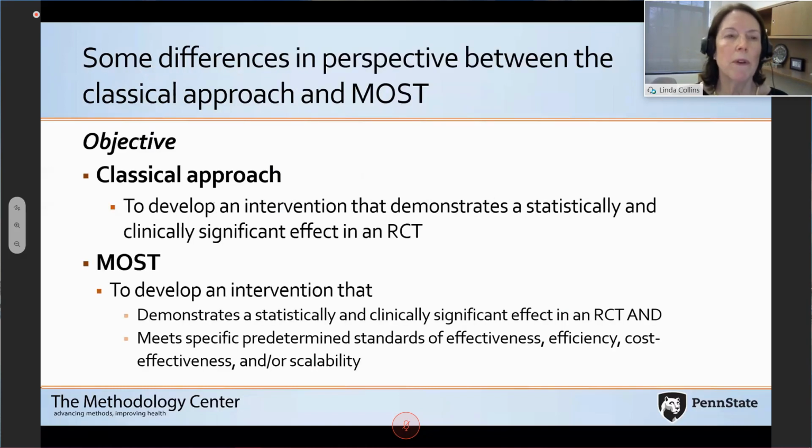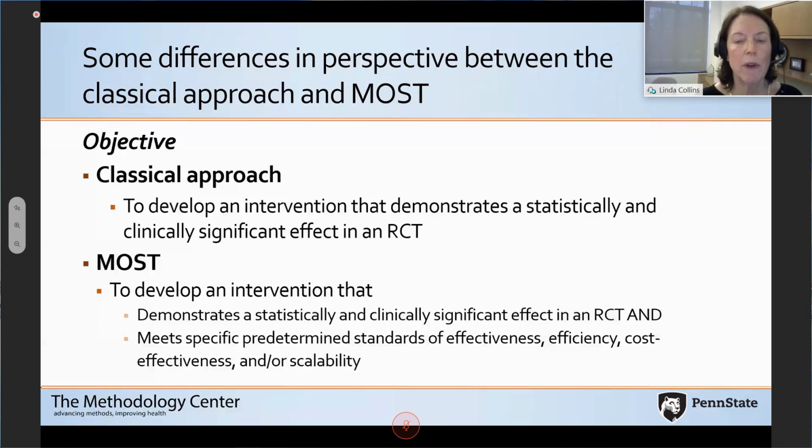Before we go too much farther, I'd like to review some conceptual differences, or differences in perspective, between the classical approach and MOST, because MOST is really a very different way of thinking about intervention development and evaluation. So in the next few slides, I'm going to be comparing and contrasting the classical approach and MOST. The objective of the classical approach is to develop an intervention that demonstrates a statistically and, of course, clinically significant effect in an RCT. The objective of MOST is a little different.